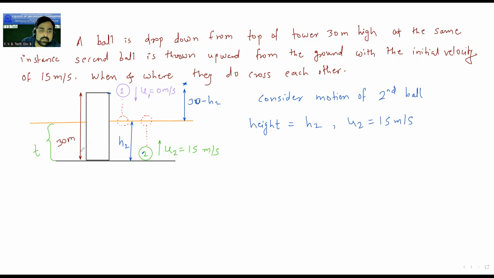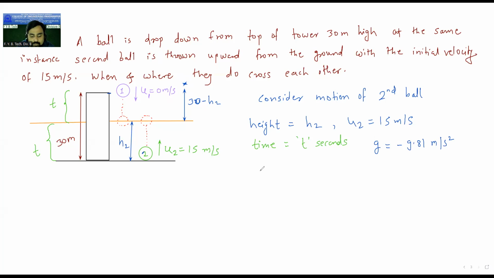Okay, so here whatever time is required by this second ball to reach height h2, the same time is required by the first ball to reach the height 30 minus h2. So the time for both of them is the same. I will write here time is equal to t seconds. And what is the value of g? Acceleration due to gravity g is minus 9.81 meter per second square.